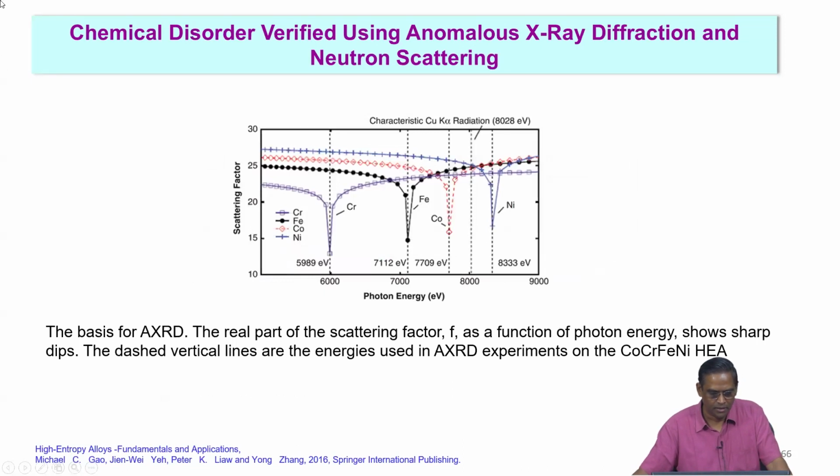So, what is the basis of anomalous XRD? You have the scattering factor versus photon energy. I said this photon energy is tuned to the K edge of each element, right? That is the basis. So, the real part of the scattering factor as a function of photon energy shows sharp dips. You can see nice sharp dips for all these elements. The dashed vertical lines are the energies used for anomalous XRD experiments on the cobalt, chromium, iron, nickel high entropy alloy.